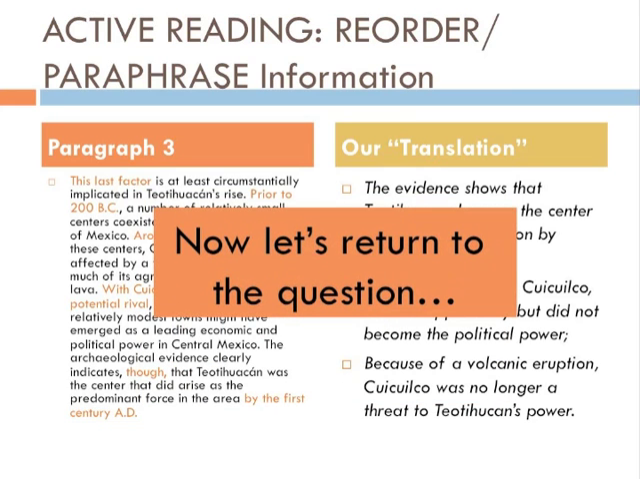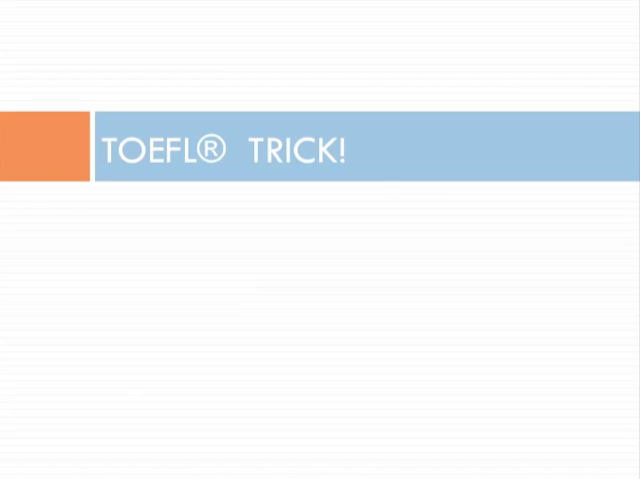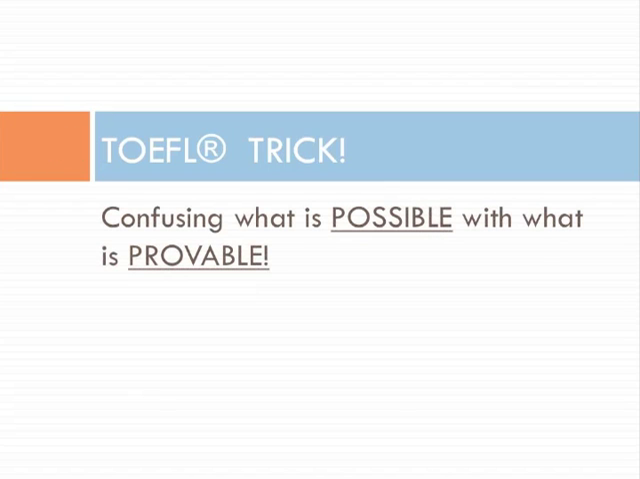So now let's return to the question. Thinking about those volcanic eruptions again, what can we basically conclude based on the information we saw? Well, keep in mind that this particular situation oftentimes is what tricks students. Many times students want to think about what's possible, but what the question is looking for is something that we can prove in the text.